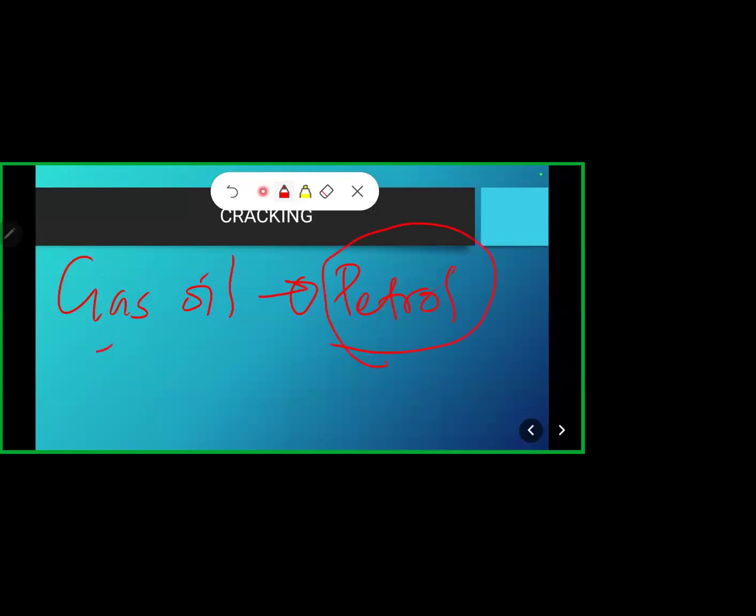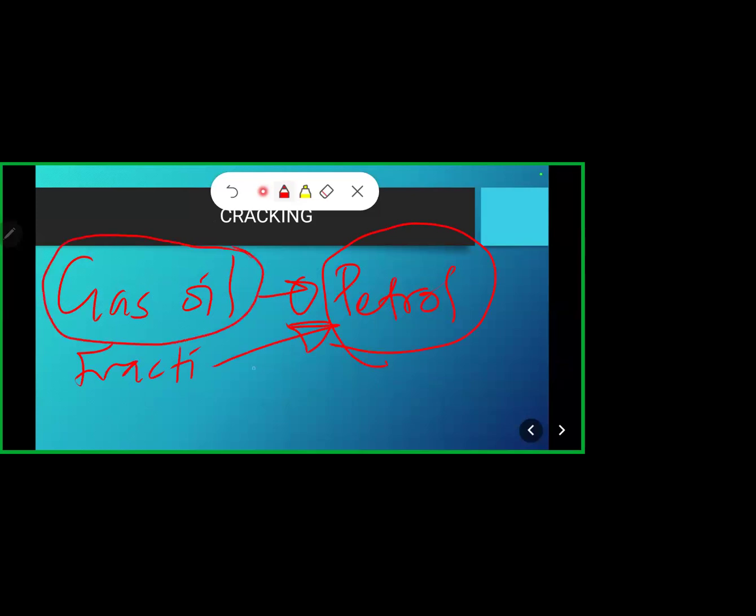And the fractional distillation method is not sufficient to give us the petrol required to be used in the whole world or by different nations. So that means we need another source where we can obtain petrol. In this case, gas oil comes in as a better solution.